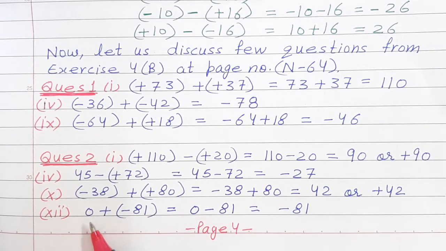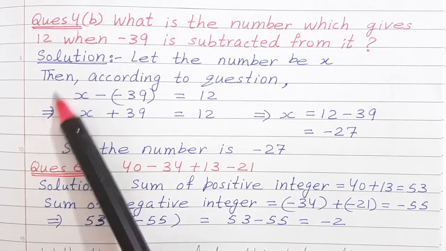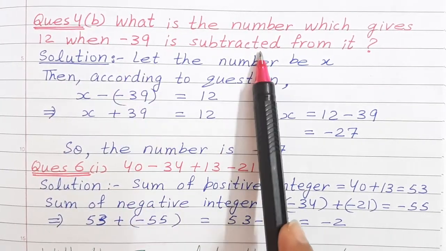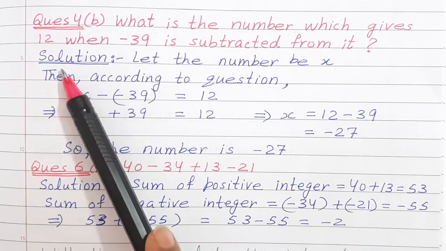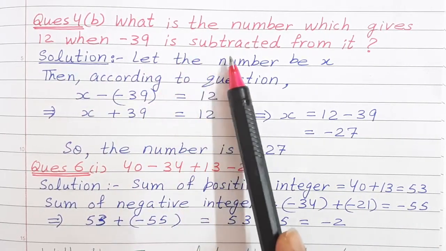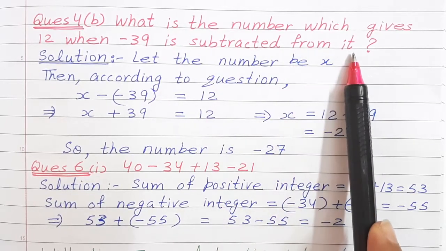Now next is 0 plus something. Now 0 plus any number will give us the same number. So the answer is minus 81 as it is, right? So adding 0 has no effect. Now see question number 4, B part. What is the number which gives 12 when minus 39 is subtracted from it?